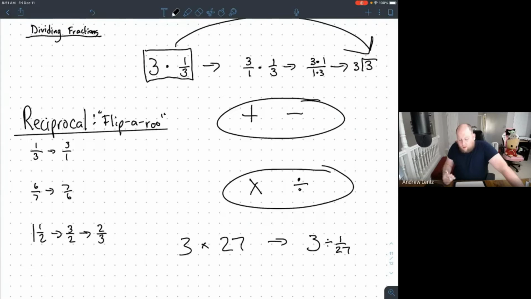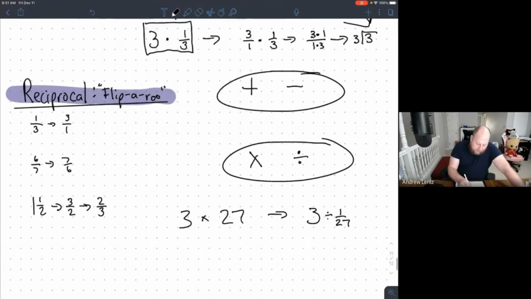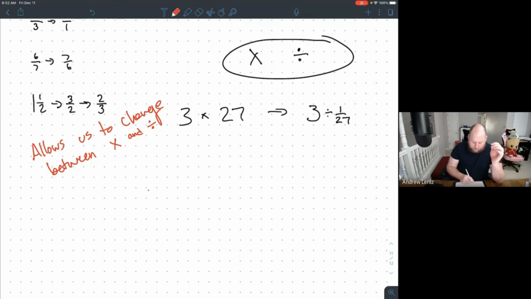Why would I ever do that? No clue. You probably honestly never would. But you need to understand that by using the reciprocal, it allows us to change between multiplication and division. So I'm going to take 3 and I'm going to multiply it times 5.